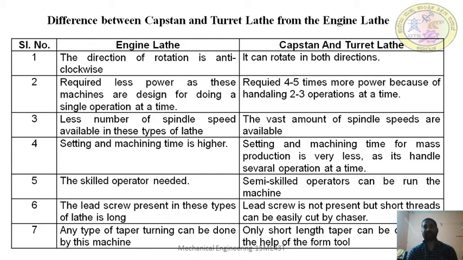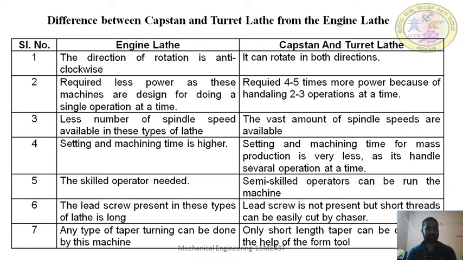In the last class, you studied about capstan and turret lathe. As I discussed, it is used for mass production of identical parts. In the tailstock side, we have a turret. The turret is mounted carrying a hexagonal headed block which is used for holding more than six different kinds of tools. So let us discuss the difference between engine lathe and capstan and turret lathe.